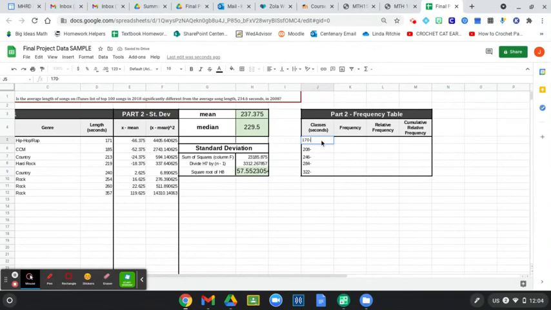Now I have to find my upper limit on these classes. So it'll be the number just before the next class starts. So right before 208 would be 207. Just before 246 would be 245. Just before 284 would be 283. Just before 322 would be 321.